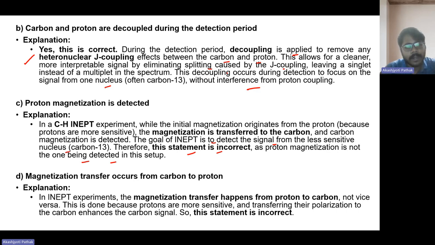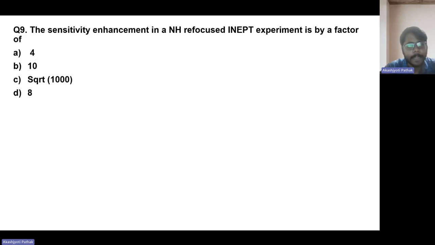So this is done because these protons are more sensitive. And this polarization transfer from proton to carbon helps us in detecting the signal of the carbon. Obviously, D is for sure the wrong option, right?